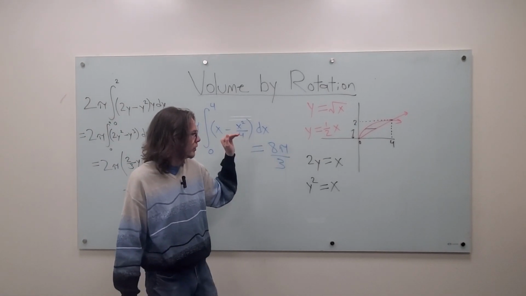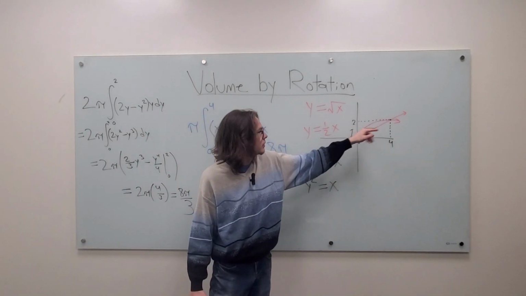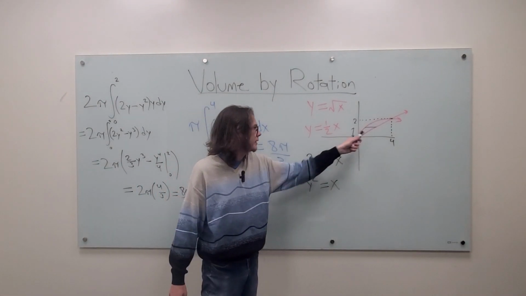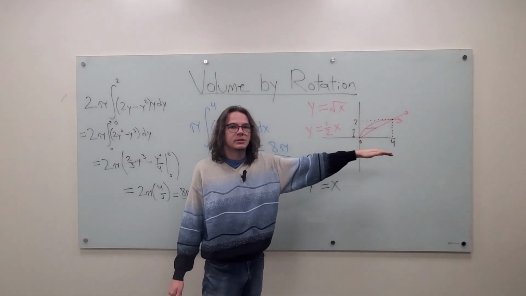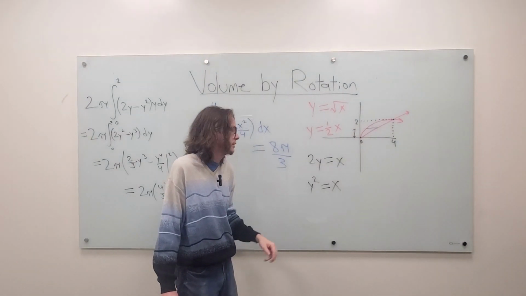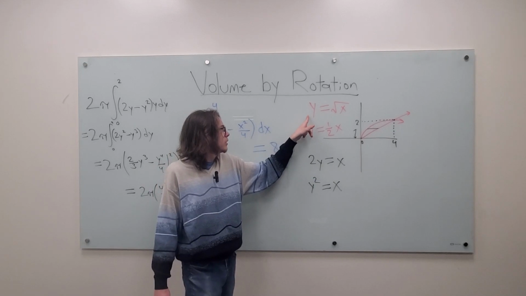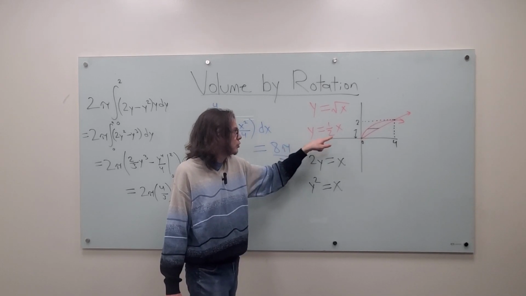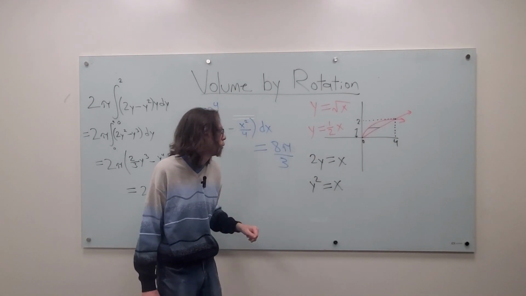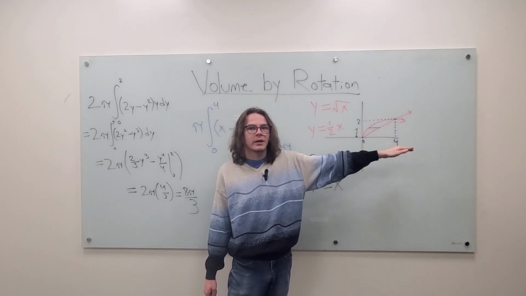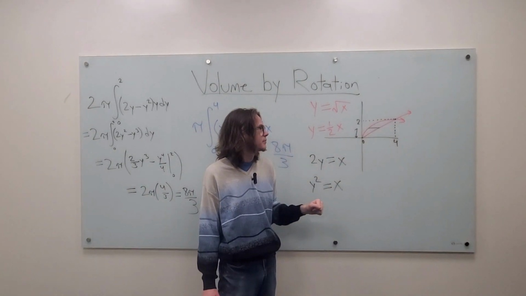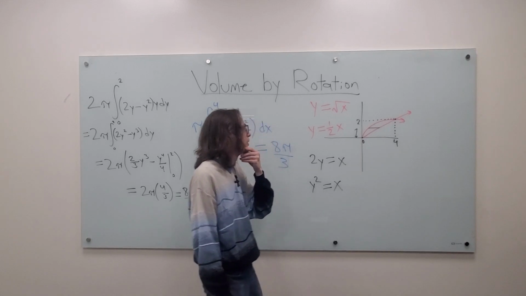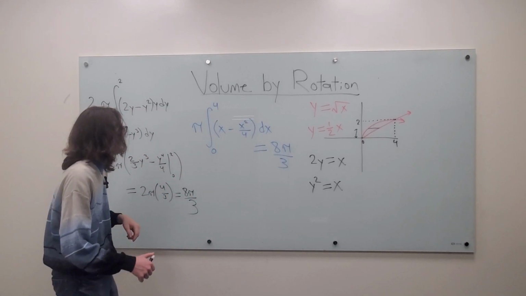we should have, because we are using the shell method, remember, Paris shell, we are using the circumference times the height. So our height is the difference between these two functions, but it is the horizontal distance rather than the vertical distance. So we need them in terms of y. If we just square both sides, then we get y squared equals x. If we multiply by 2, we get 2y equals x. So we've got 2y and y squared. 2y is further away from the y-axis, so the higher x value. And then y squared is the smaller x value.